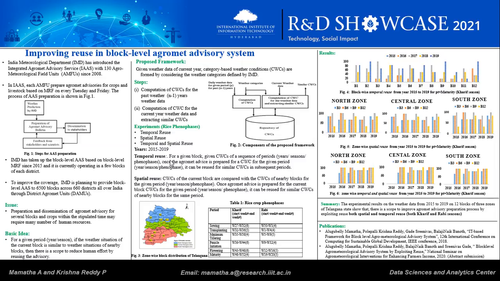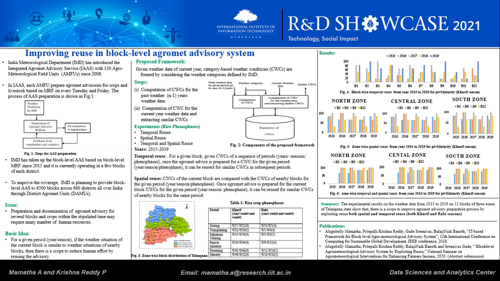In temporal reuse, for a given block, we compare the weather of the current period, say year or season or phenophase, with the previous periods, that is previous year or previous season, previous phenophase. In spatial reuse, we consider the weather situation of the current block and compare it with the weather situation of the nearby blocks for the given period, assuming that the weather situations of the adjacent blocks could be similar.